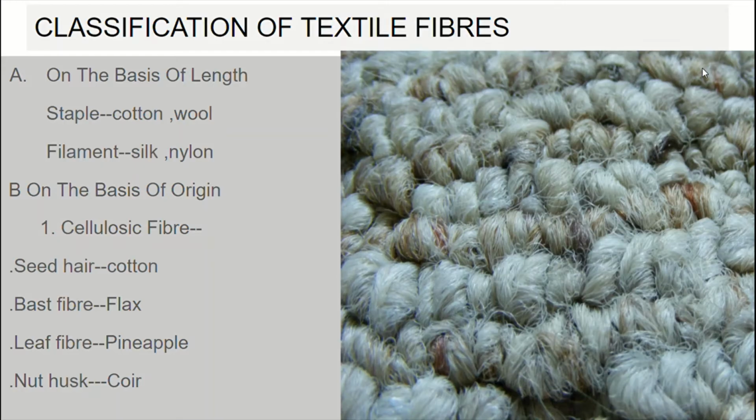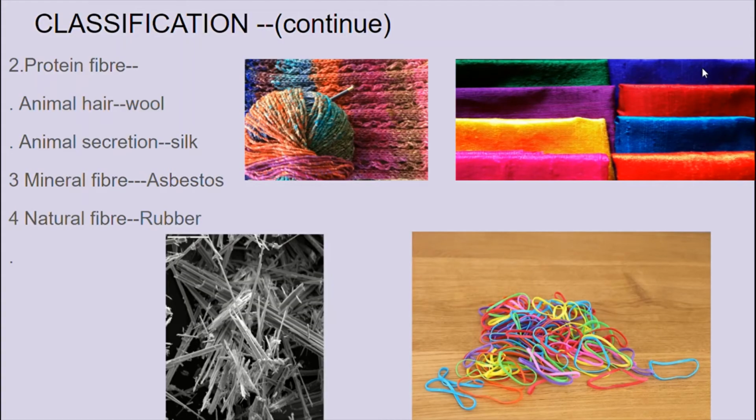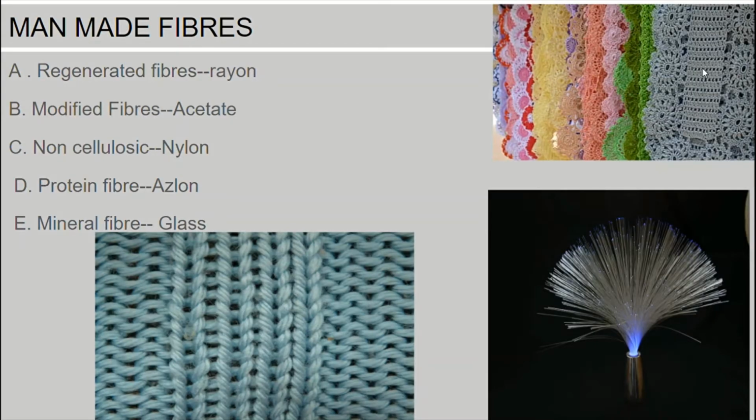On the basis of their origin, there are cellulosic fibers: seed and hair fibers, for example cotton; bast fibers, for example flax; leaf fibers, pineapple; nut husk fiber, coir, coconut. Then protein fibers: animal hair like wool, animal secretion like silk. Mineral fibers, asbestos. Natural fiber, rubber.